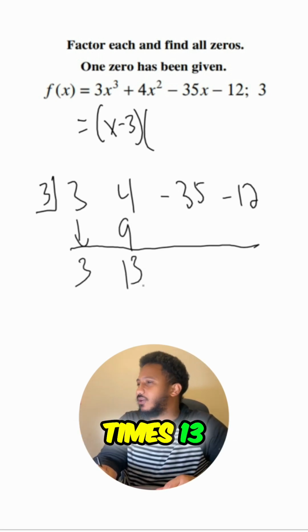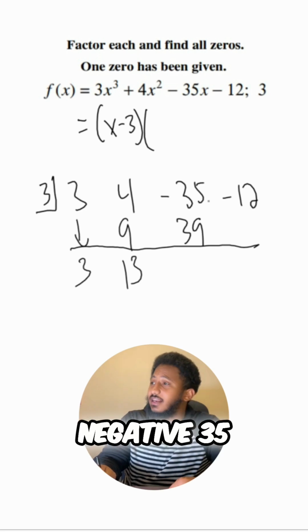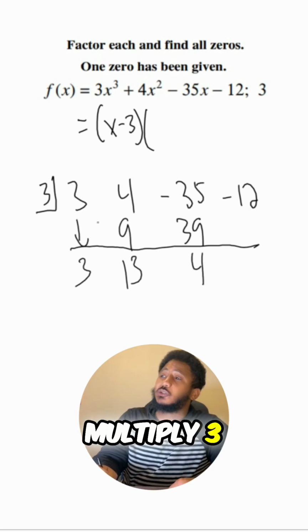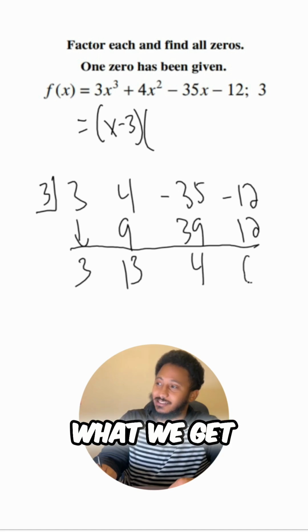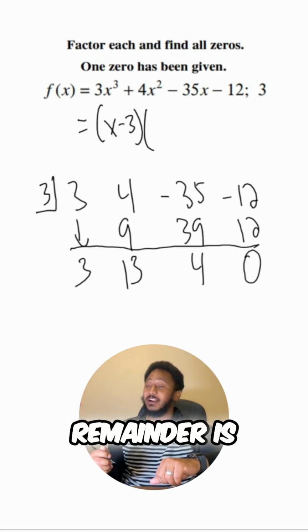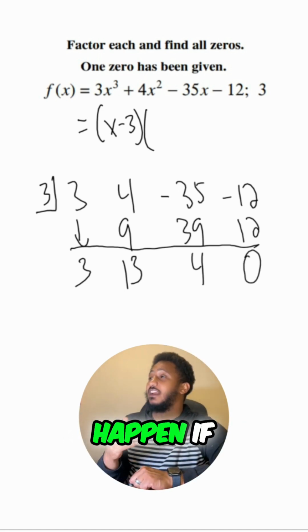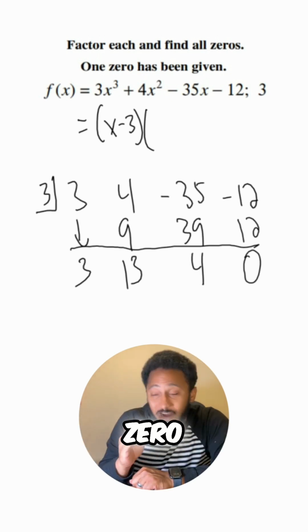Multiply 3 times 13, we get 39. We add negative 35 plus 39 is 4. Multiply 3 times 4 is 12. We add, and notice what we get: 0. So there's our remainder. Our remainder is 0, which we said would happen if this is indeed a 0 of the function.